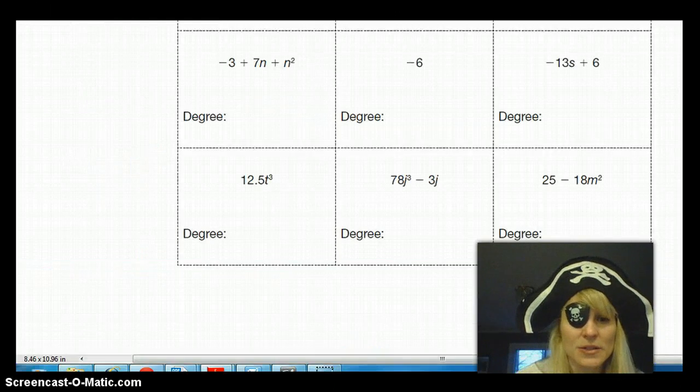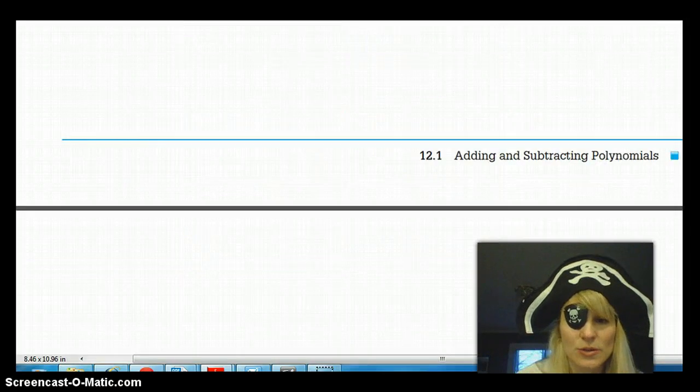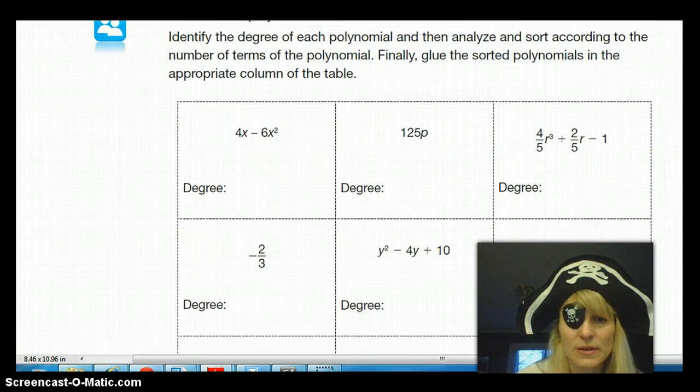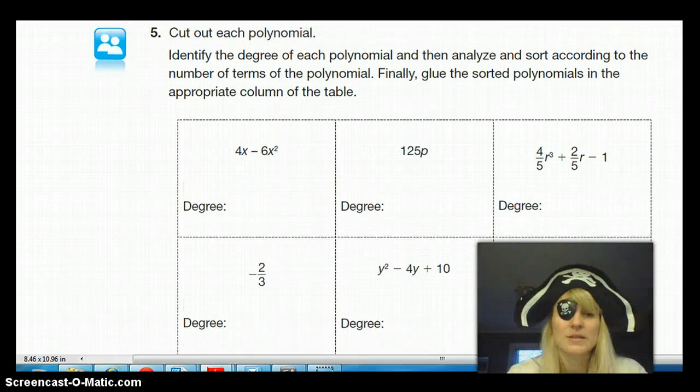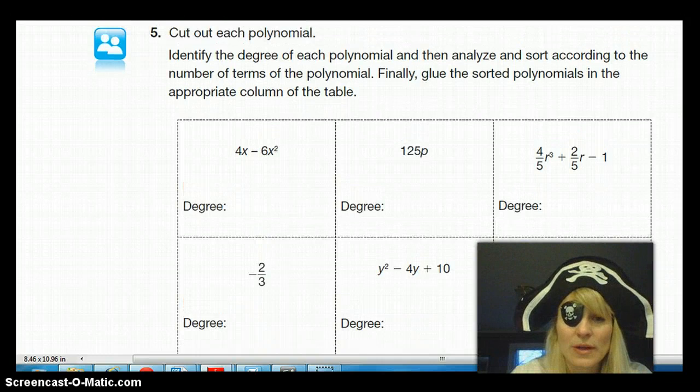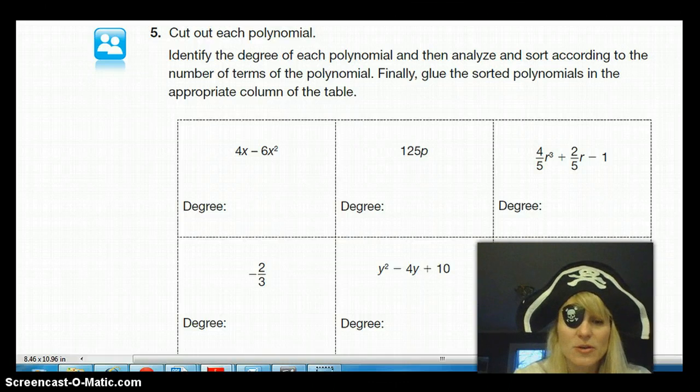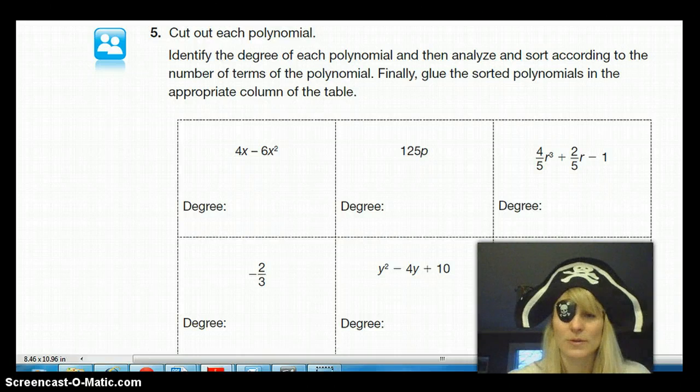And the last thing I want you to do is turn to page 707. It says number 5, cut each polynomial out. What I want you to do is cut each one of these polynomials out and have them in a baggie or paper clip for class tomorrow. So the rest of your homework is just to have these cut out. If you have a glue stick, that would be great. If not, I'll have them at school for you.